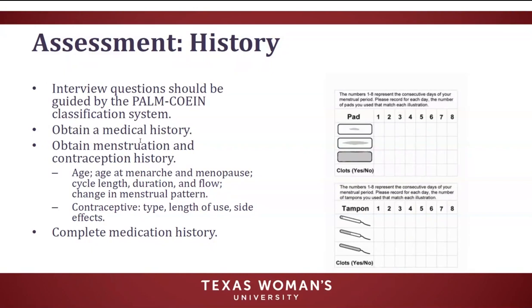So using your interviewing questions, your HPI and your OLD CARTS and your review of systems should be guided by that PALM-COEIN classification system. So obviously medical history, family history, menstruation and contraceptive history, medication use is a big one.